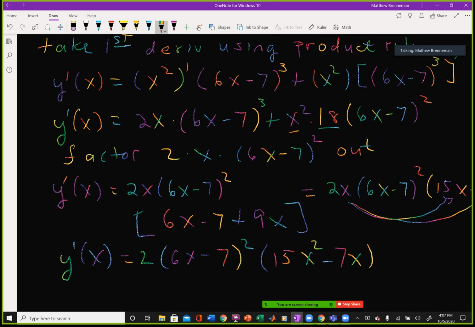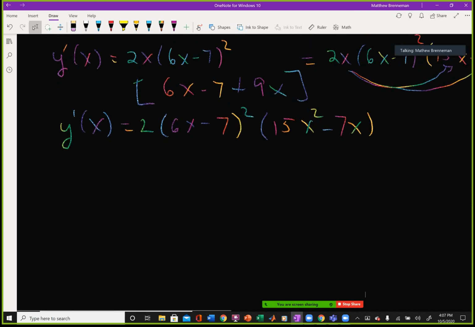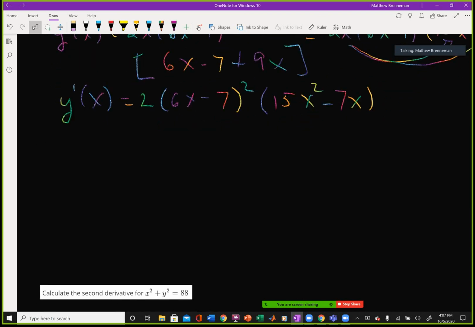And I'm not done. I have to take the derivative one more time. And so I'm going to use the product rule, right? I have a product of 2 things. So if I use the product rule, the first term is going to require that I use the chain rule on this. So it'll be y double prime.